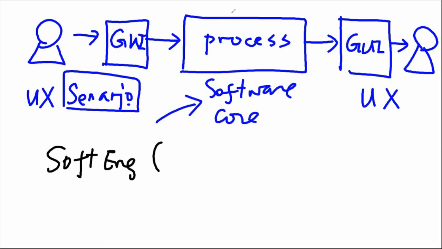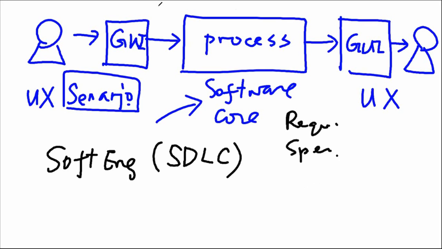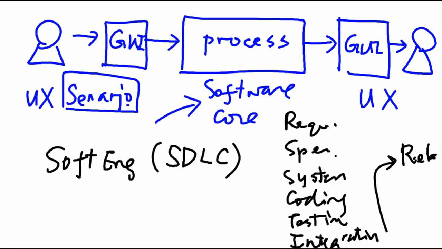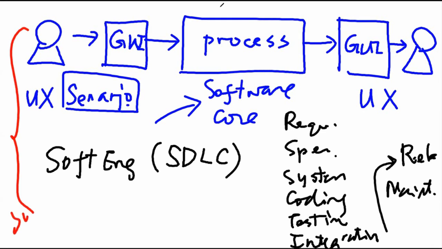In charge of the software lifecycle, we call it the software development lifecycle. And you can start from the requirement analysis, and then software spec, and then system design, and then coding, and then testing, and then integration, and then product release, and then maintenance. So the whole thing we can call software engineering.